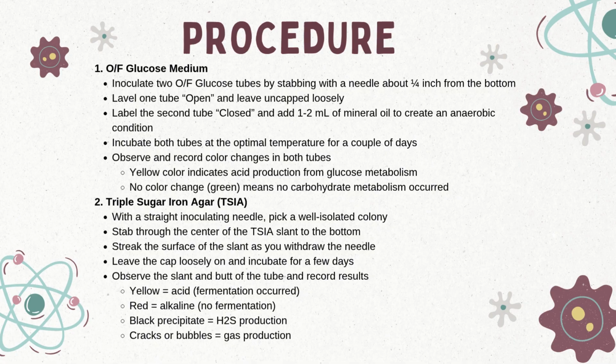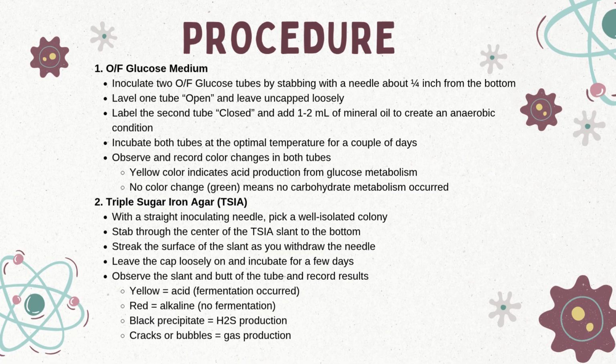So the indicator is bromothymol blue. It turns yellow when acid is produced, meaning glucose metabolism occurred. If only the open tube turns yellow, that means oxidative metabolism. If both turn yellow, then fermentative metabolism. And if neither changes, that suggests there's no carbohydrate metabolism at all.